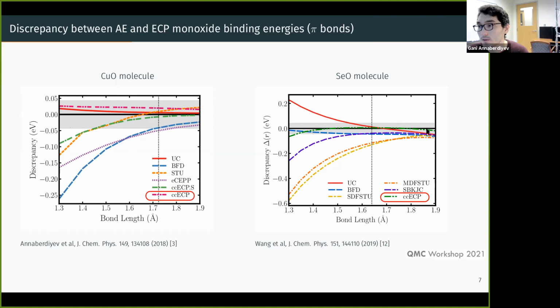Same thing over here. This is shown in the green line. And yet again, the uncorrelated core seems to underbind in the compressed bond lengths. So an important point here is that if you do use the uncorrelated core, you can actually get slightly worse results than using an accurate ECP.